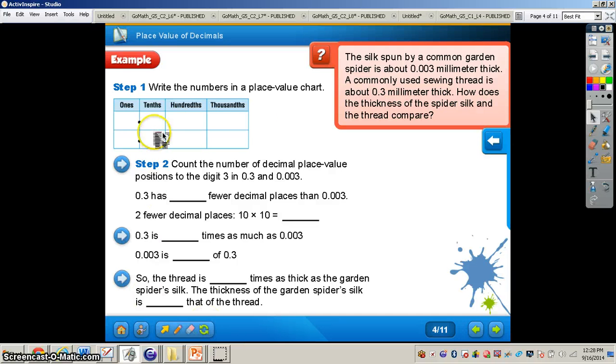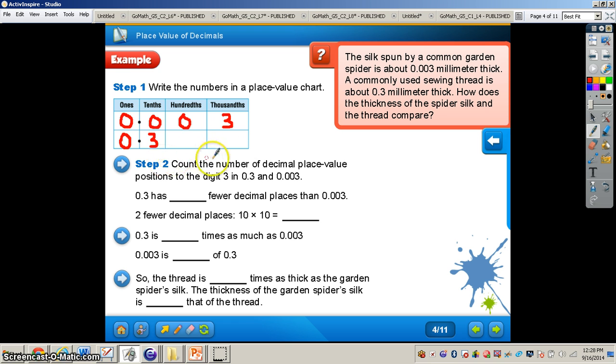How does the thickness of the spider silk and the thread compare? Okay, so the first thing we will take a look at is the spider silk. Okay, so 0 ones. We don't have any in the tenths, nothing in the hundredths, but we do have a 3 in the thousandths place. Now let's take a look at the thread. 0 in the ones place and 3 in the tenths place.